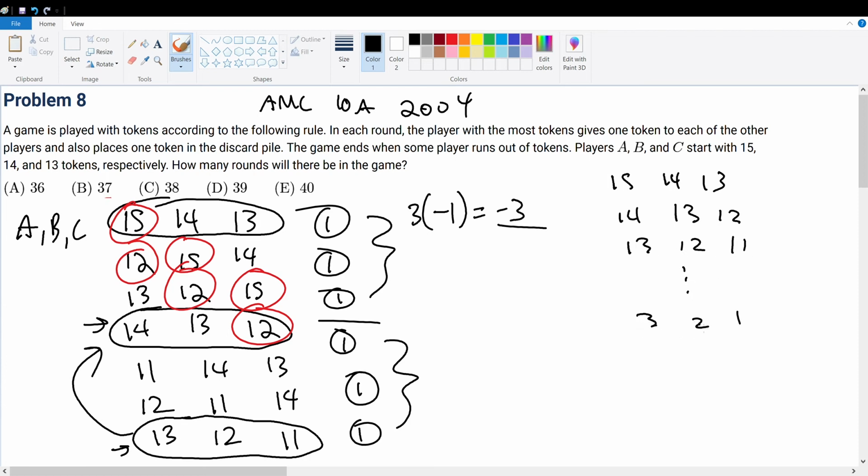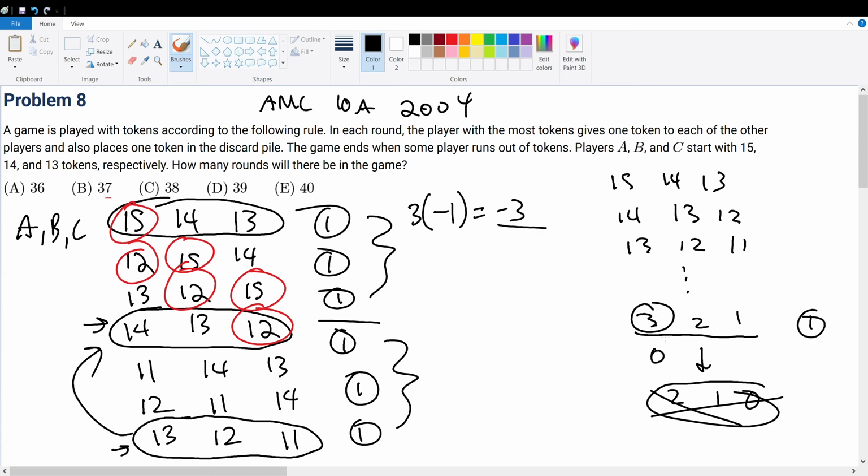But when we get to this point, we must notice and be careful about where to stop. Because after a set of 3 games have run, 3 must give 3 away to get 0. So we don't go to 2, 1, 0. This is a trap. Do not fall for it. Because the next turn, 3 must give away 3 to 2 and 1 and put 1 in the discard pile. So 3 will have 0. So immediately after this round, the game will have stopped.